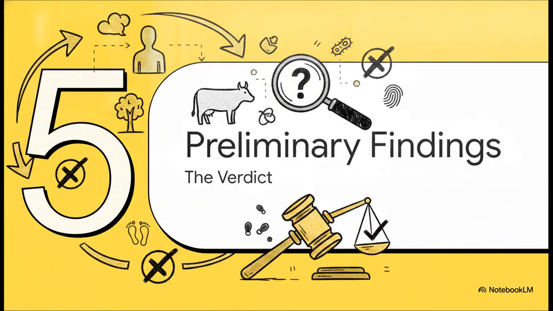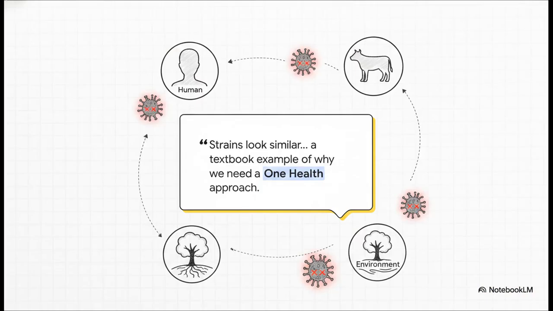Finally, part 5, preliminary findings and our final verdict. Let's bring all these clues together. The overarching take-home message is super clear. Human, animal, and environmental strains look genetically and phenotypically similar. When you have a bacterium showing a massive 93.3% resistance rate to nitrofurantoin and it's circulating freely through animals and the shared environment, you simply can't just monitor local hospitals. It's a textbook example of why a unified One Health approach to antimicrobial resistance surveillance is absolutely critical.